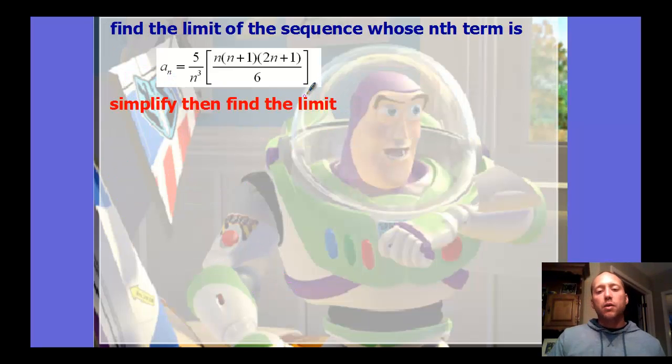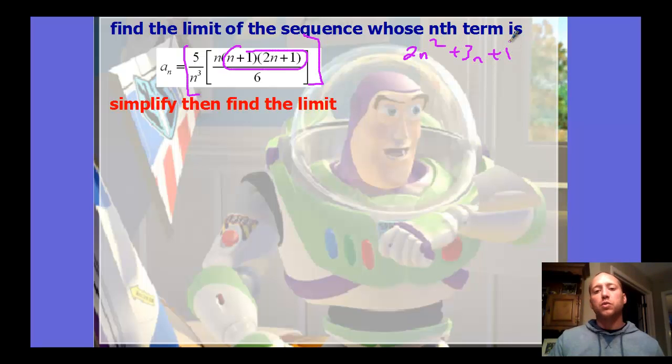The last problem we talk about here is dealing with the limit of a sequence whose nth term is some kind of expression like this. To deal with these, we could first simplify it, then look at our rational function. So if I first look at n plus 1 times 2n plus 1, and if I FOIL that, I'm going to get 2n squared plus 3n plus 1. Then we need to take that and multiply it by an n value, and then divide it by 6, and then multiply by 5 over n cubed.